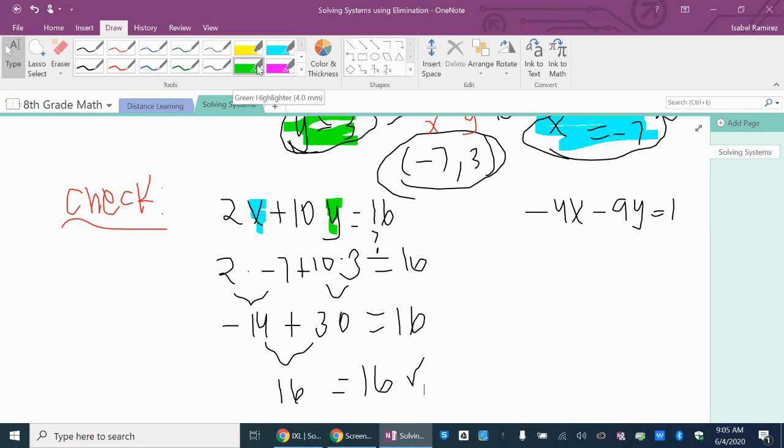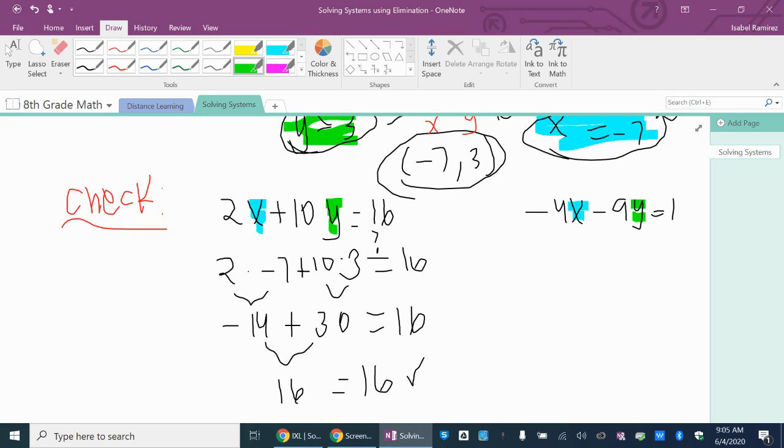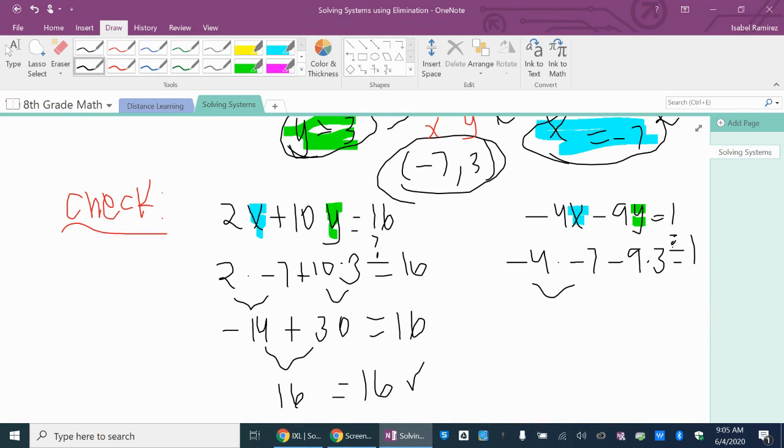Once again, we have to make sure that it also balances out the second equation. So for x, I am still going to plug in negative 7, and for y, I am still going to plug in 3. So negative 4 times negative 7 minus 9 times 3. Does that equal 1? We do multiplication first. Negative 4 times negative 7 is positive 28, minus 9 times 3, which is 27. And 28 minus 27 is 1.